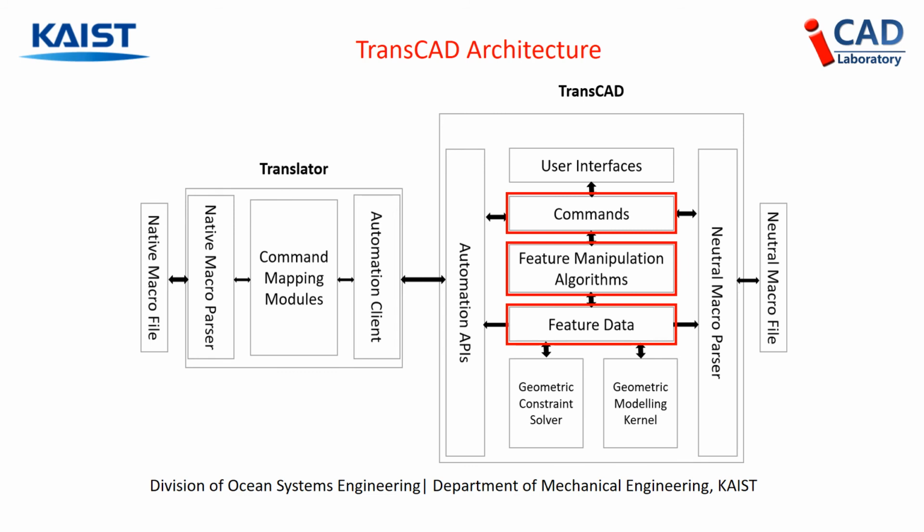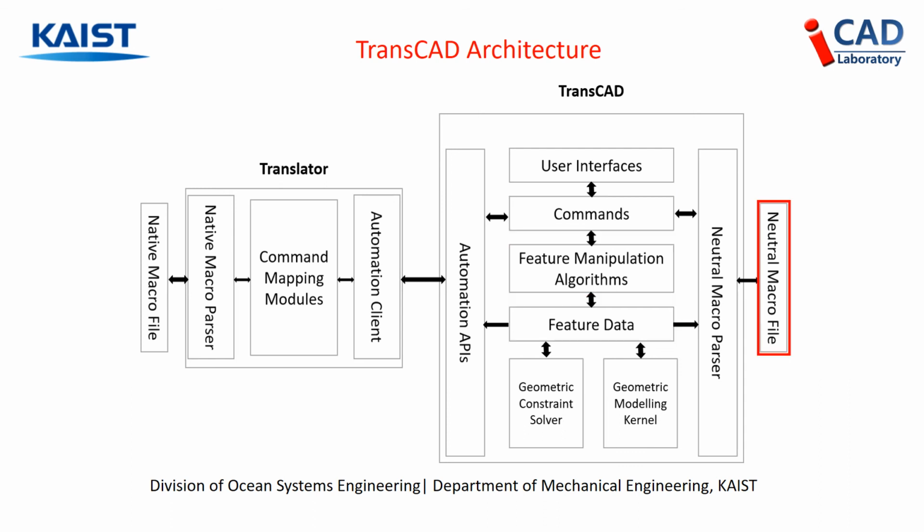For the easy implementation of the undo, redo, and the automation APIs interface, the feature manipulation algorithms are wrapped by the commands. Only for reading the feature data, it is accessed directly. Modification and creation of the feature data is conducted through the commands. TransCAD exports the internal model into a neutral macro file at the end of pre-processing.